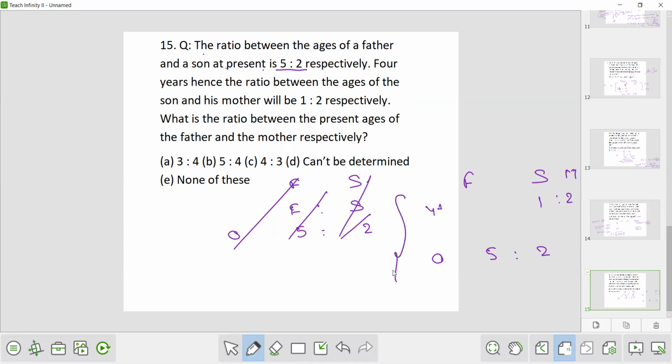Now, here two time frames are given. If the question is of the same time frame, then we can calculate it. Or if the age of any one of these three is given, then we can calculate it. But here, neither is the time frame the same nor is the age of any of the three given. So by this much data, we can't find the solution for this question. So the answer will be can't be determined.